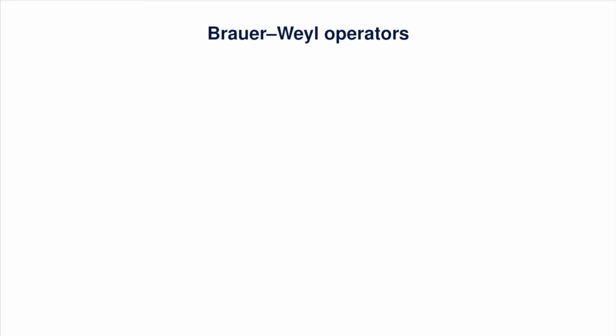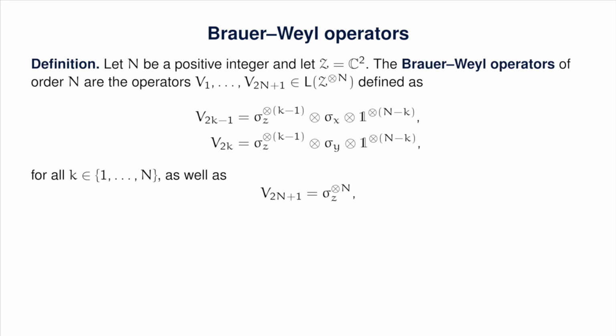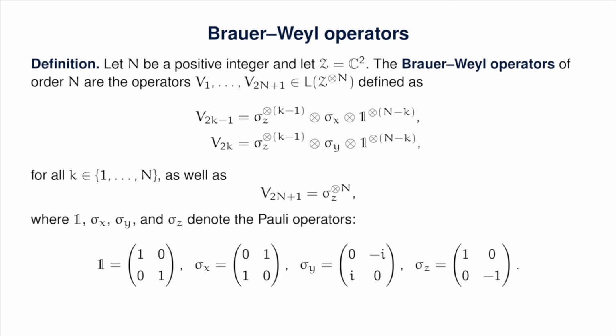In order to prove Tsirelson's theorem, we're going to make use of an interesting tool, the Brauer-Weyl operators, and you can think of them as one way to generalize the Pauli operators so that there are more of them. We can pick any positive integer n that we want, and let's take Z to be C2, or any complex Euclidean space of dimension 2. The Brauer-Weyl operators of order n are 2n plus 1 operators, all acting on Z tensor n, that are defined as you see written here, where we're using standard names for the ordinary 2x2 Pauli operators.